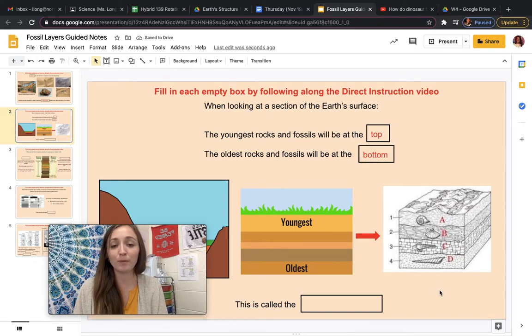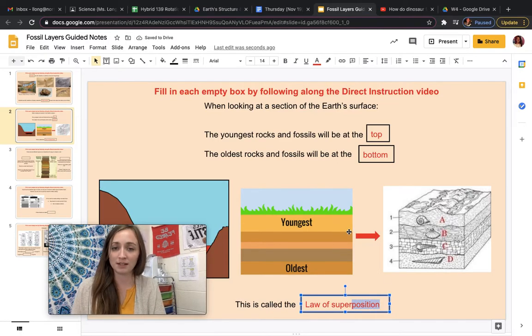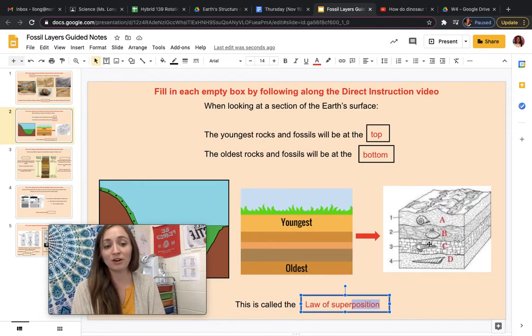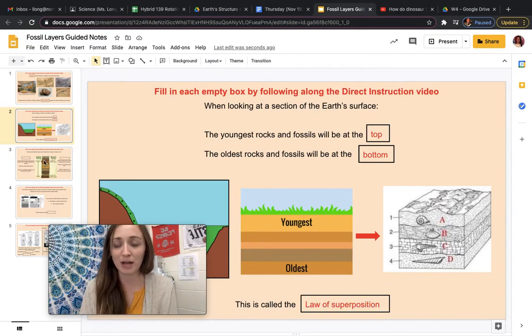So we have a term for this, a term for the fact that the youngest is at the top, the oldest is at the bottom. We just call this the law of superposition. So you can just think about the position of those rocks and fossils. The youngest at the top, oldest at the bottom. Like I said, the fossils are going to be the same. That's all this picture here is saying. So if we have fossil A, it is going to be much younger than fossil B, which is younger than fossil C, which is younger than fossil D. I think that part's pretty easy, so let's go ahead and move on, shall we?